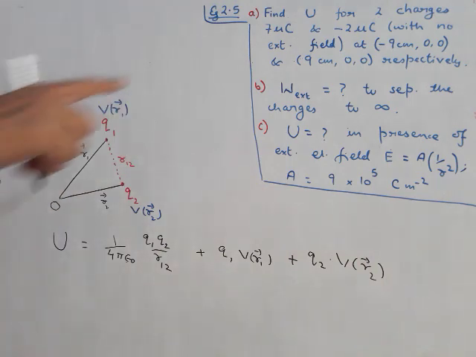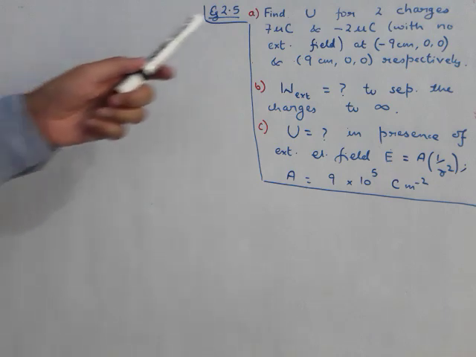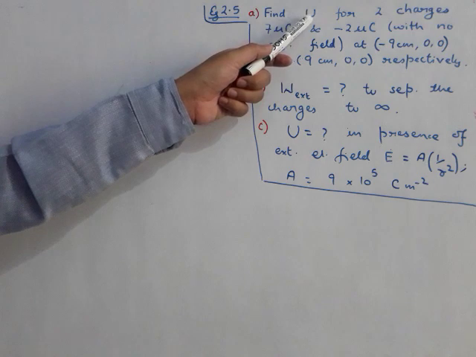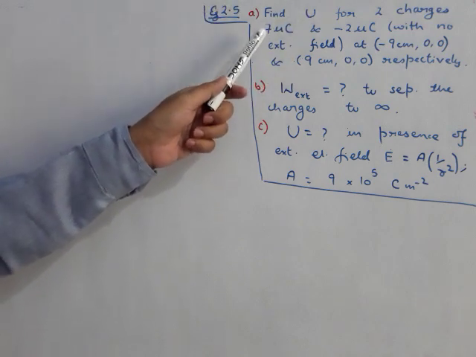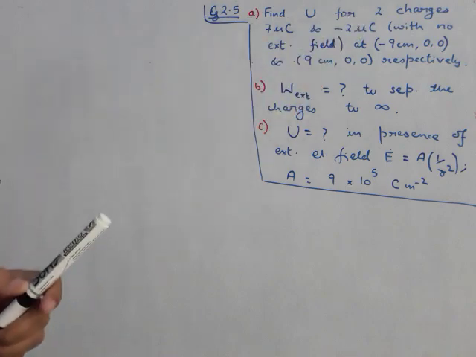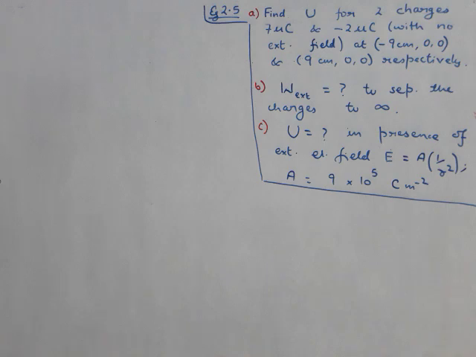Based on this, there is a question on the screen. I would like to discuss that question, so please see it carefully. The first part of the question, part A, says you have to find the electrostatic potential energy, which I am writing as capital U, for a pair of two charges, one 7 microcoulomb, the other minus 2 microcoulomb. And it is given that there is no external electric field. Only these two charges are present.